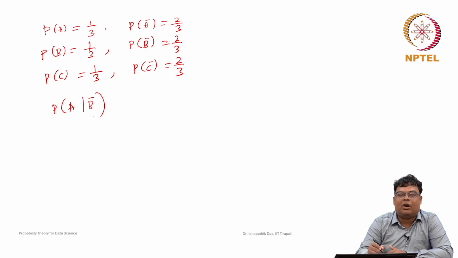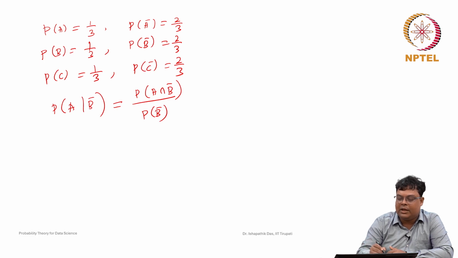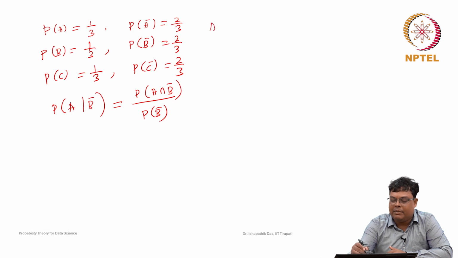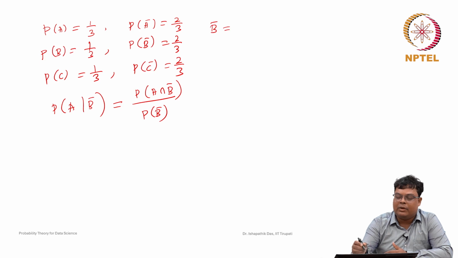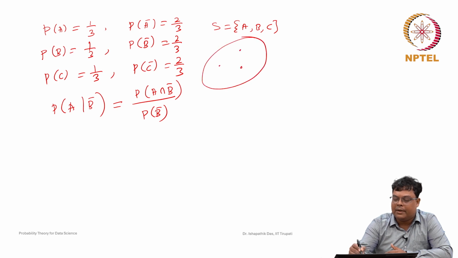Now what is the conditional probability of A given B complement? By definition this probability is probability of A intersection B complement by probability of B complement. Probability of B complement is already known, 2 by 3. Now we have to understand what A intersection B complement is. B complement means B will not be executed. The sample space contains 3 points A, B and C, so B complement means just the remaining A and C.